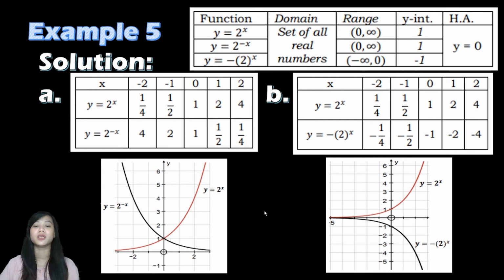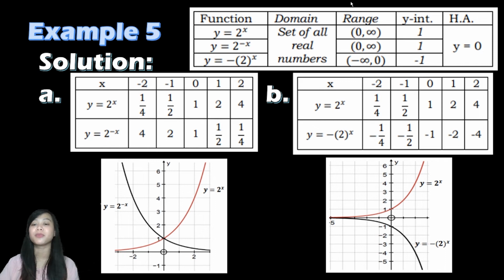So what are the properties of these two graphs? We have the same y equals 2 raised to x here. That's why we have 3 functions here. These 3 functions have the same domain. They all have a domain of the set of all real numbers. As we can see, it can be from negative to positive infinity.